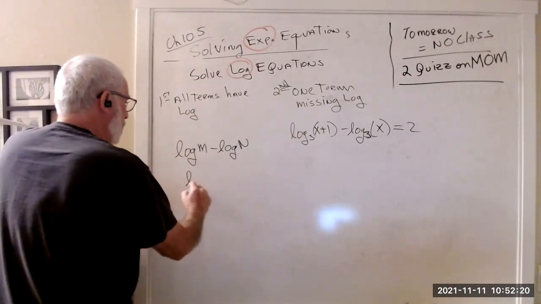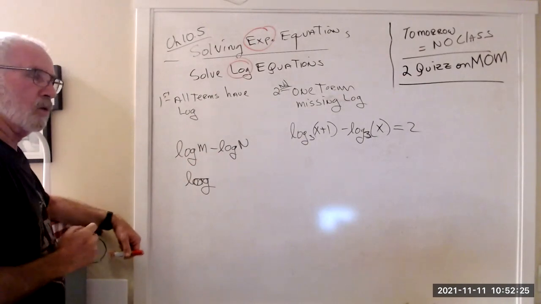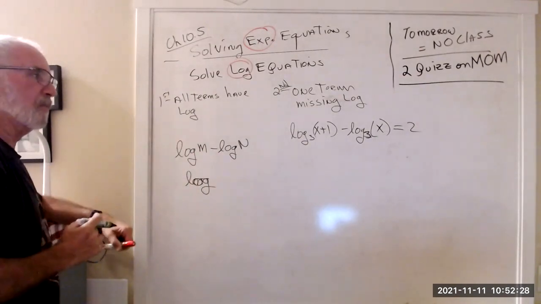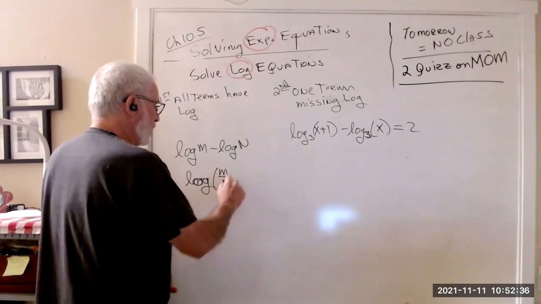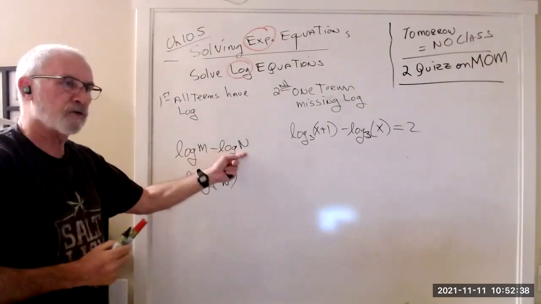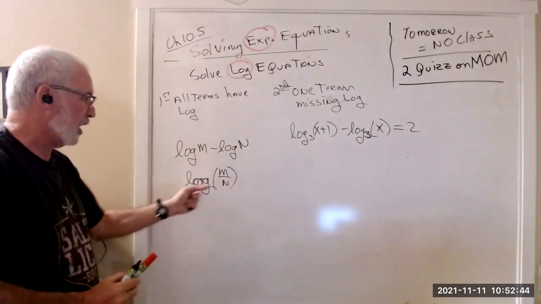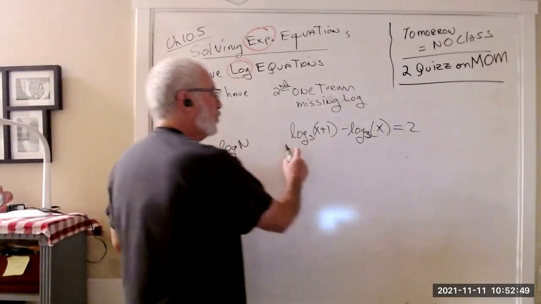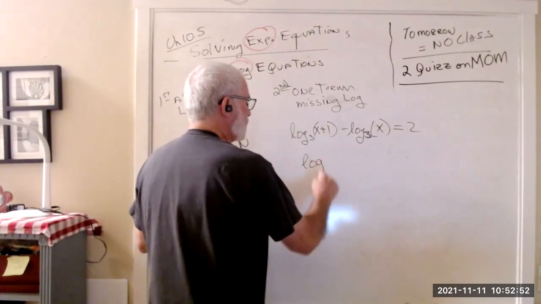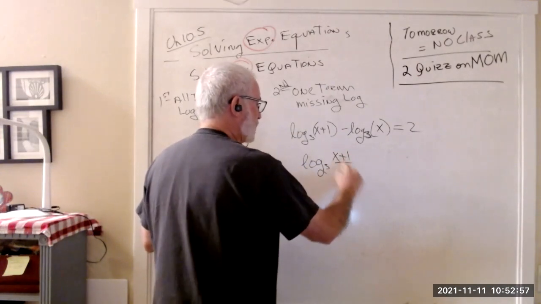When they become one log, come on. What are they doing as I condense them? Anybody know? Isn't it you divide them? They become division, m over n. So two logs that were subtracting originally can be condensed into one log that's dividing, or a fraction. So over here, here's two logs that are subtracting. These could be condensed into one log that is dividing.